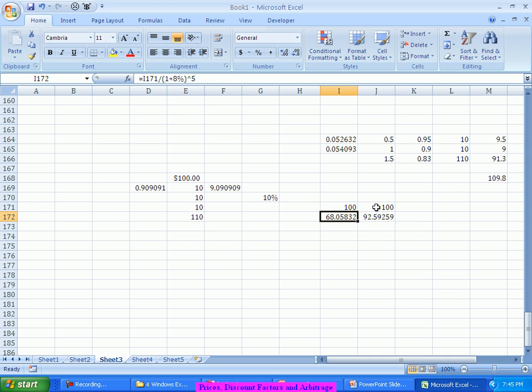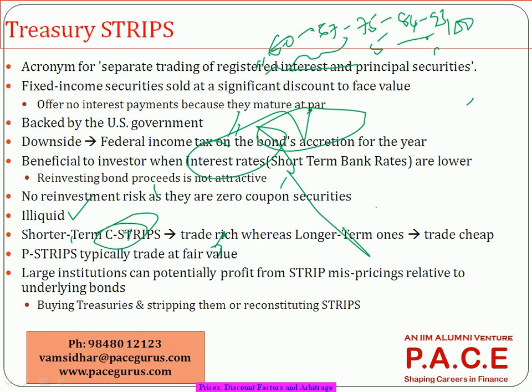Generally, what we see is that shorter term coupon strips are sold at a higher price, and long term coupon strips are sold at a lower price. But at the same time, the risk involved in both is completely different, because the longer term one is exposed heavily to interest rate risk, whereas the shorter term one is slightly less exposed. So even that has to be reflected. Whereas a P strip will generally be traded at fair value itself, not at a premium or even at a discount. It's more or less traded at fair market value.